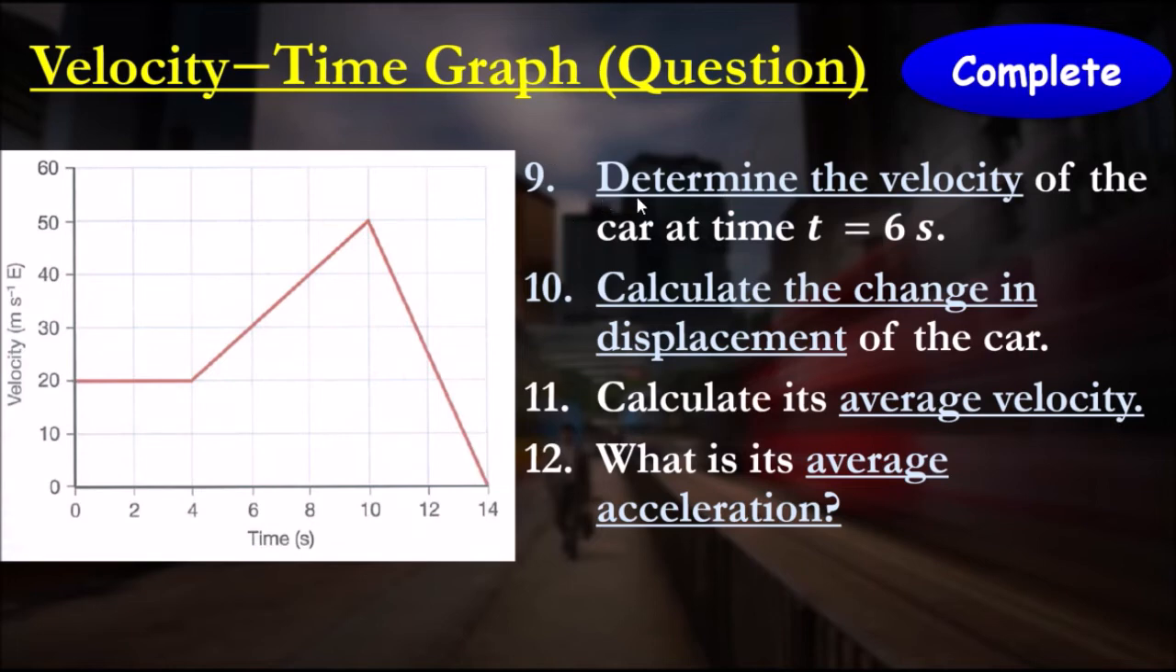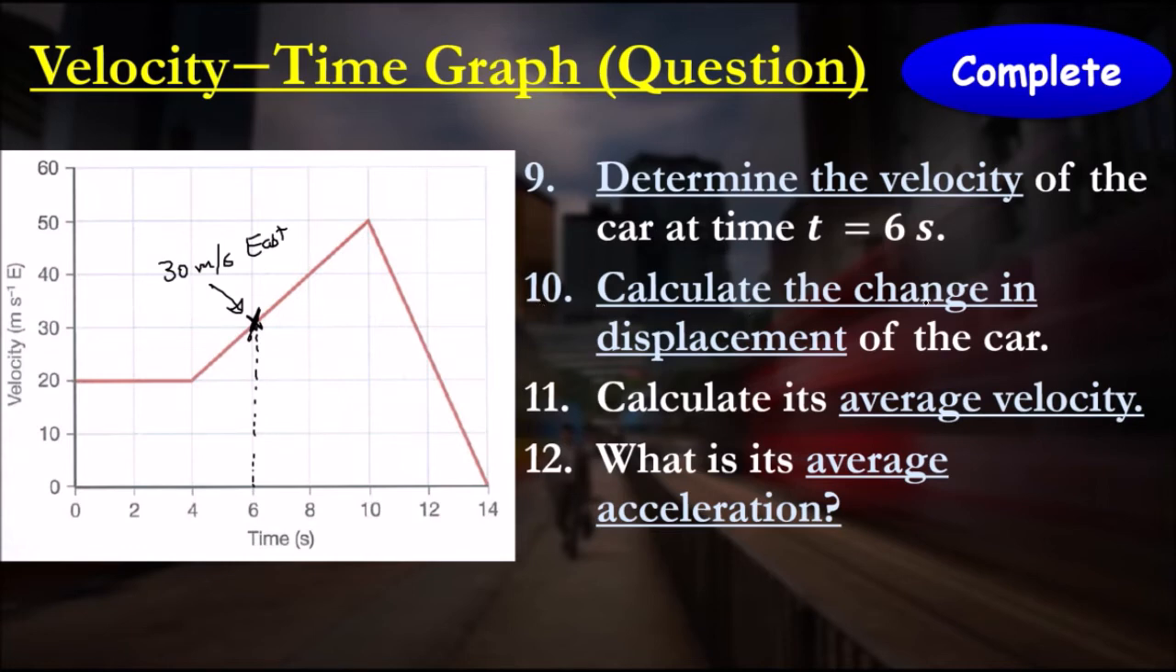Okay, so question 9 says determine the velocity of the car at time t equals 6. So at this point here, what's the velocity of the car? Well, it's 30 meters per second east. We don't need to use the gradient for a velocity time graph because this gradient would tell us the acceleration of the object, not its velocity.